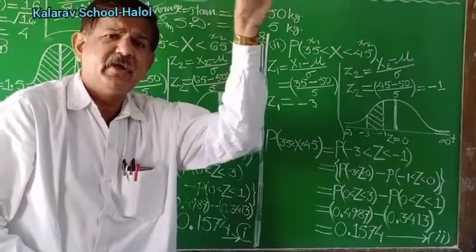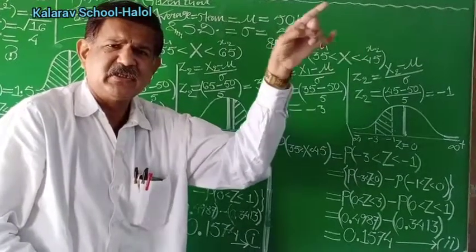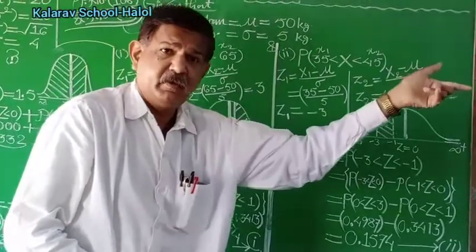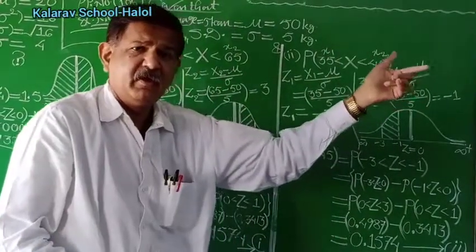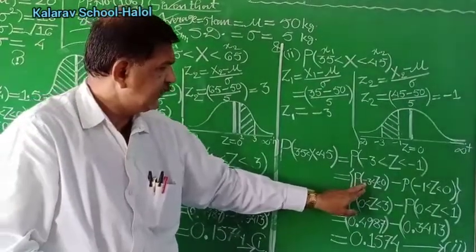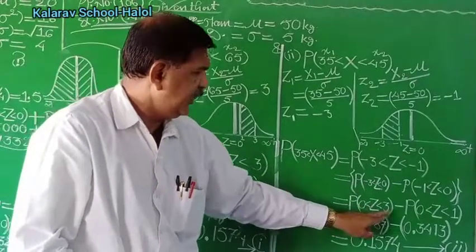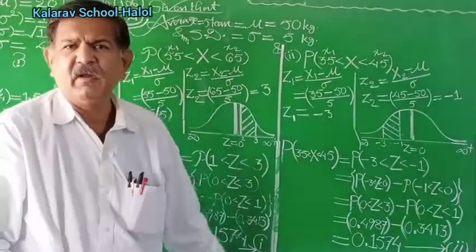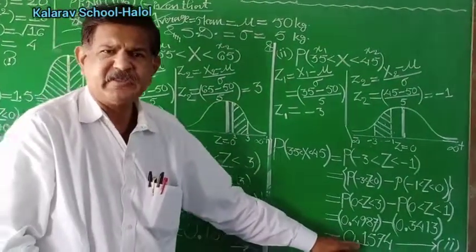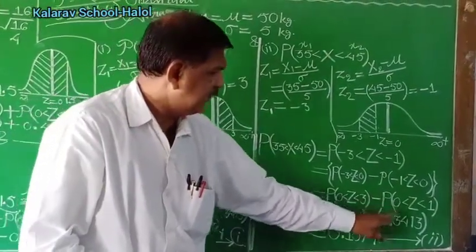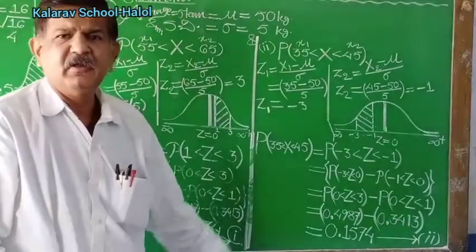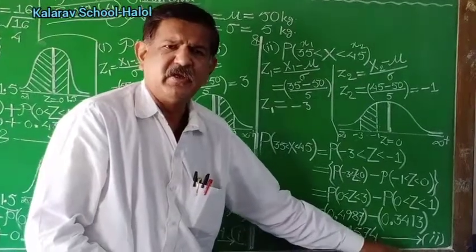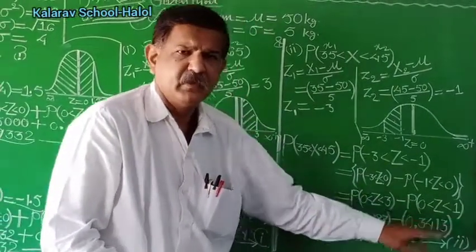Because we are given area, see the top of the table, page number 212, statistics part 2. Area from 0 to z, right hand side to 0. Therefore minus 3 to 0 is same as 0 to 3, and minus 1 to 0 is same as 0 to 1. The areas are 0.4987 minus 0.3413. The subtraction will give you the answer as 0.1574. Answer number 2.